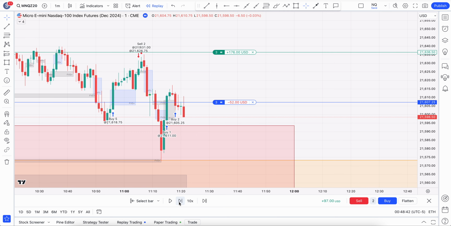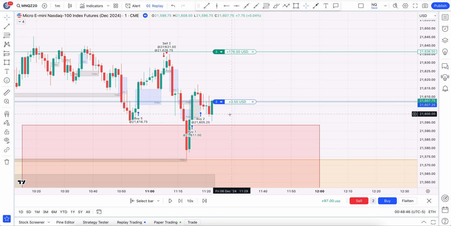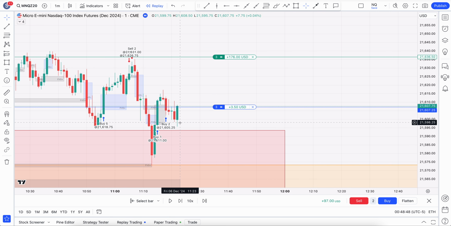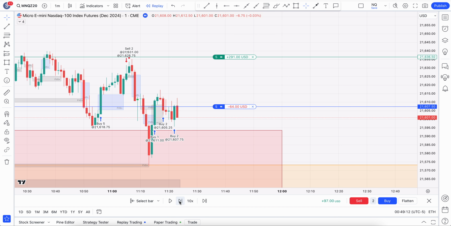Come on. Yes, this is good. Oh, I cannot enter here because this is the replay. It doesn't work like that in TradingView, so I just cannot enter here. But I would have definitely entered here. So just for the sake of our video, I've entered 2 more lots, and the total is 5 micro lots. So let's go.